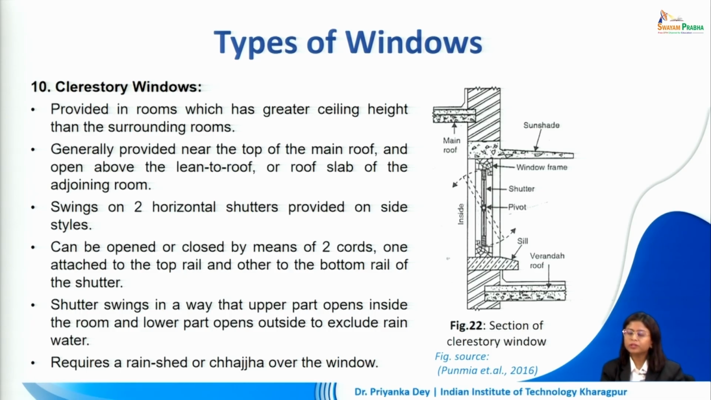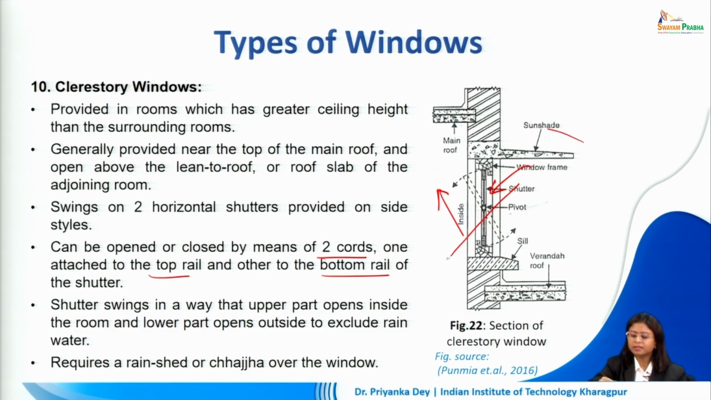It can be opened or closed by means of two cords, one attached to the top rail and the other to the bottom rail of the shutter. Now the shutter swings in a way that the upper part opens inside the room. Now it has to open always inside the room as opposed to the outside, because if it had opened outside the room, it is possible for the rainwater to enter into this space.